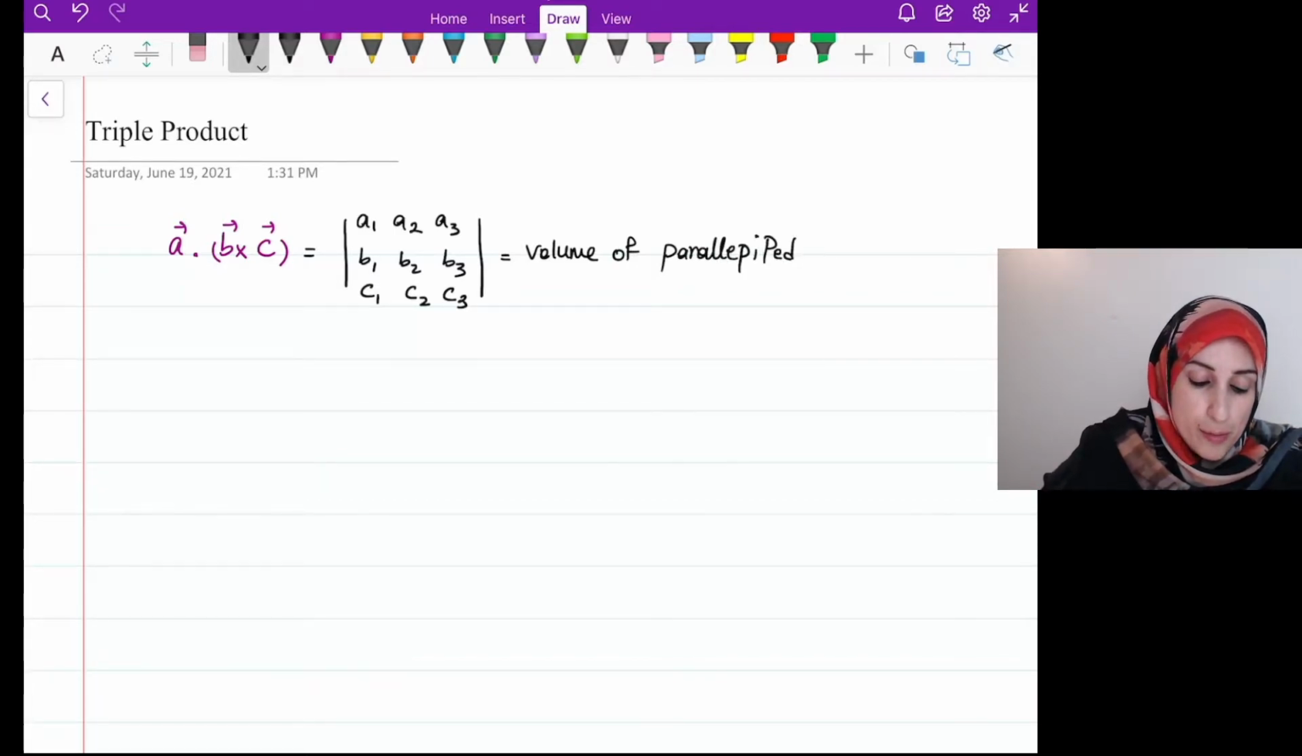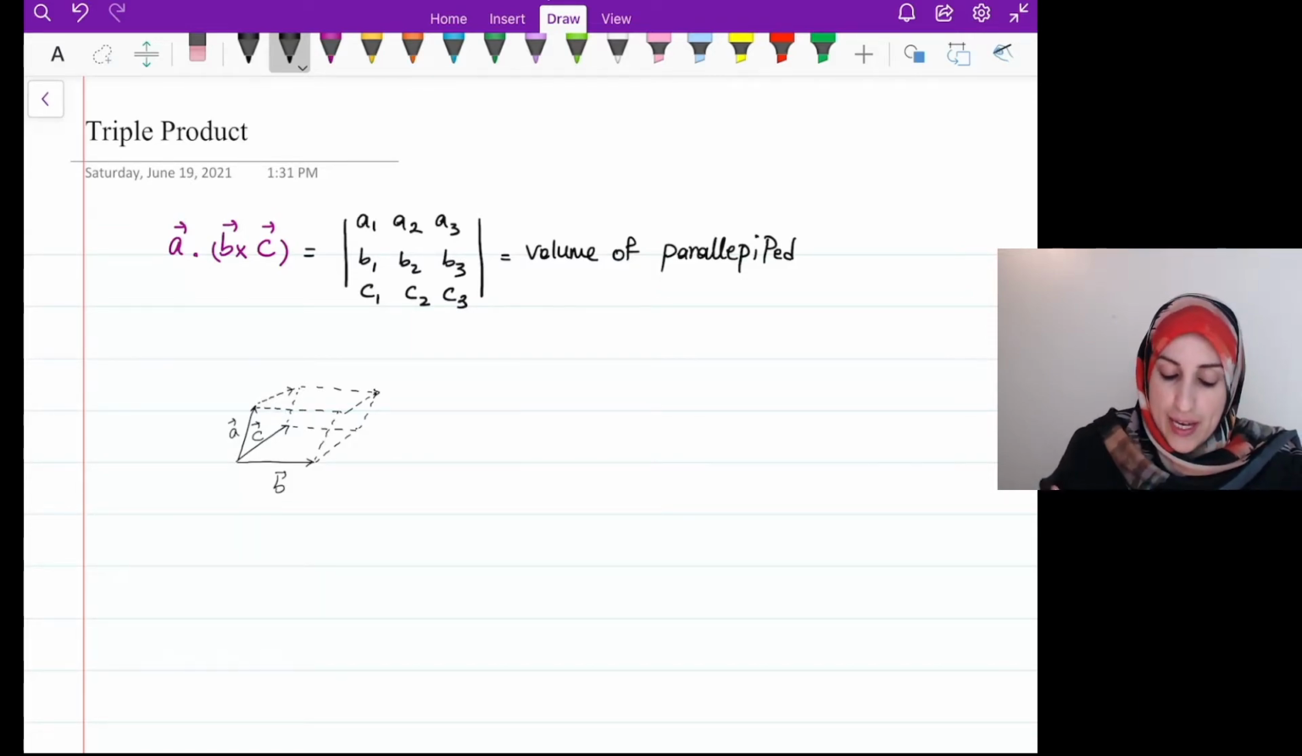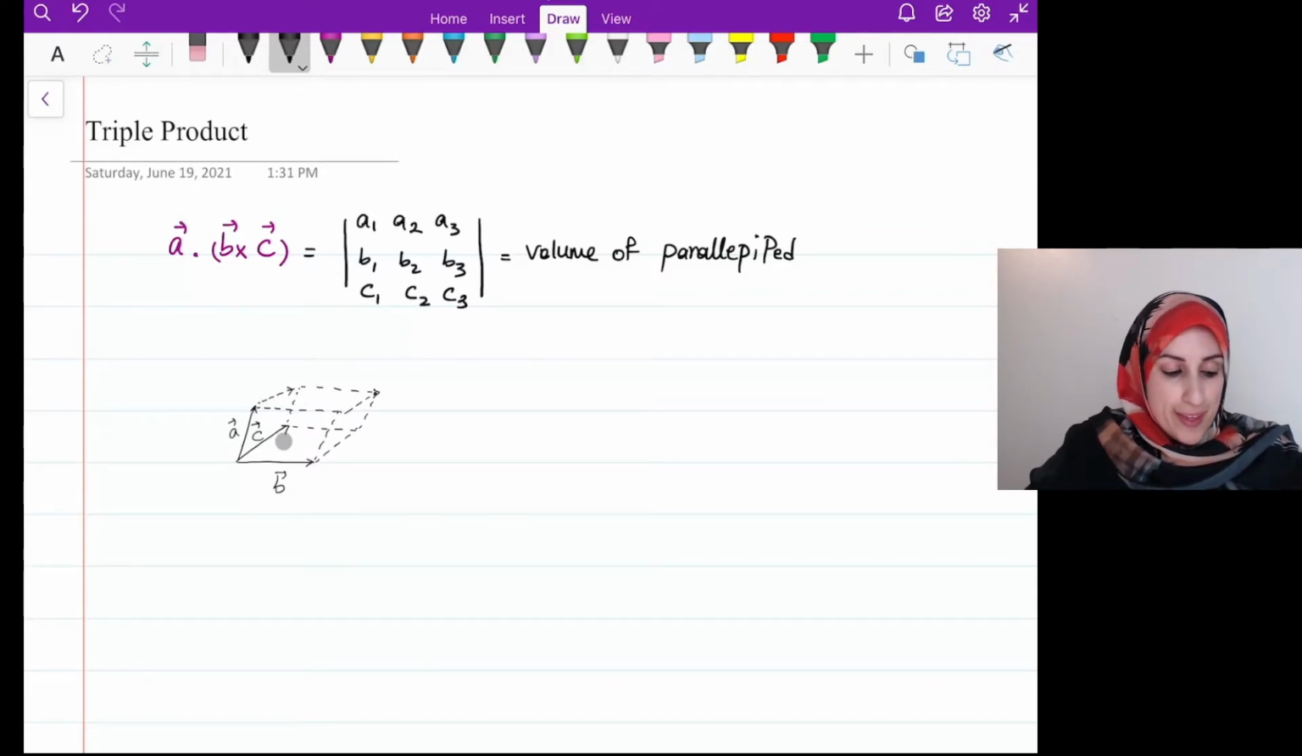What is a parallelepiped? I'm going to have B and then C, and then let's say that this is the vector A, and I'm going to make a parallelepiped. This is a copy of C in here, this is a copy of B in here, and then this is a copy of C, and this is a copy of A. So this is a parallelepiped, and the volume of that would be this triple product.